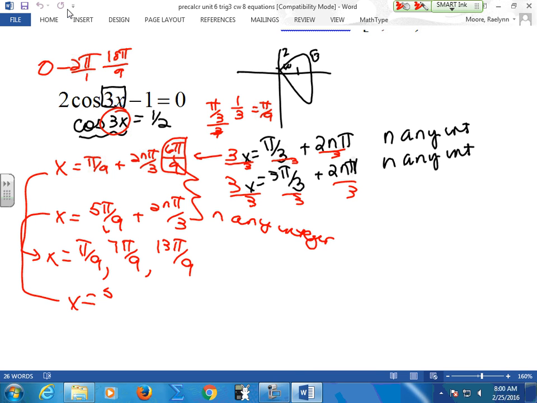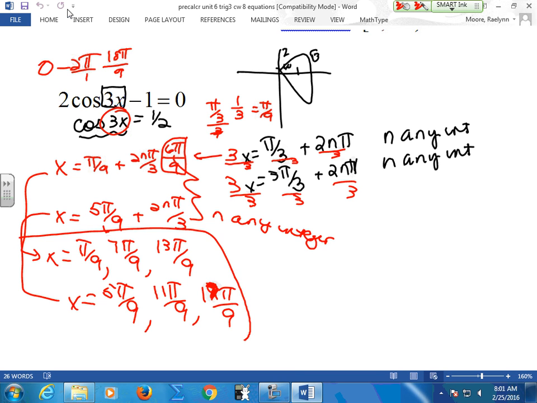I do the same thing. 5 pi over 9. I can convert this, but I already converted it up here. So add 6. What do you get? 11 pi over 9. Add 6. Oops, sorry, 17. So I'm still within the 18. If I add one more, won't I be out of the 18? Yeah. How many angles did we get? 6. How many angles did we say we would get?